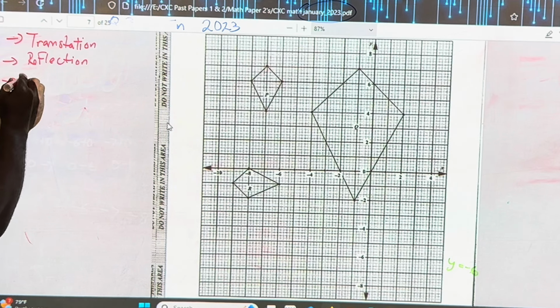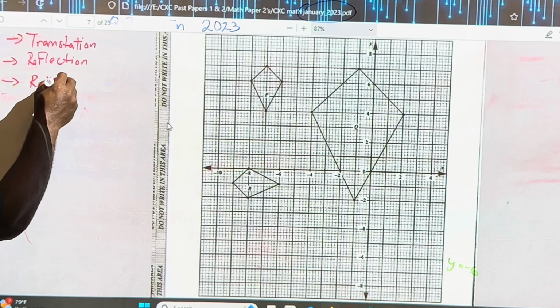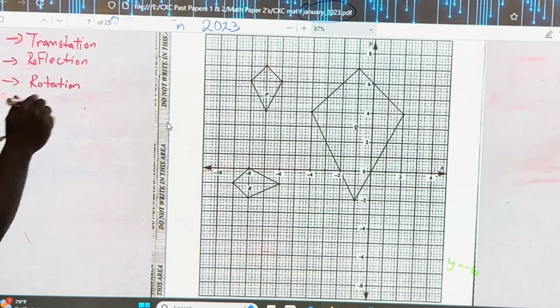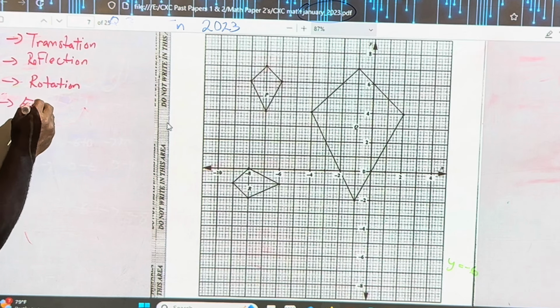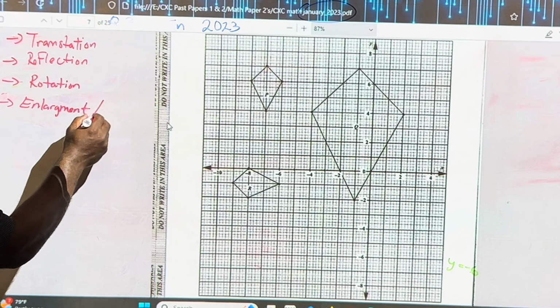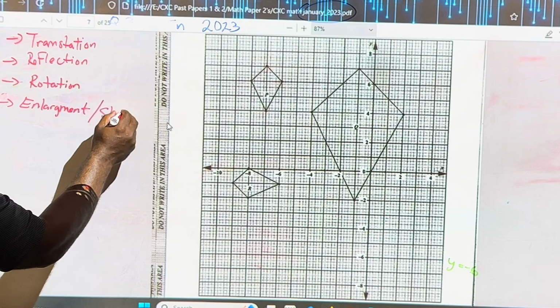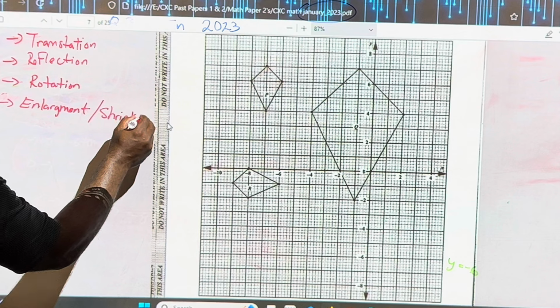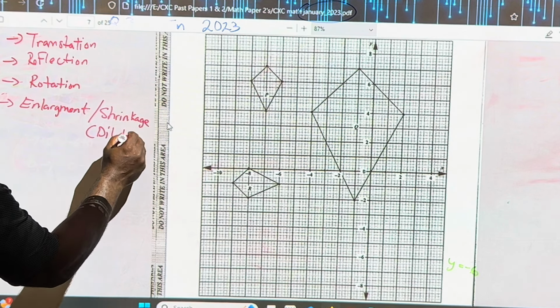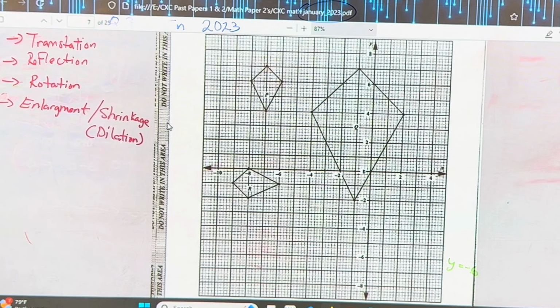Rotation. That look like a rotation to you? And enlargement. No. That look like a rotation, but the other one is what? Enlargement. There's an opposite word for enlargement. Shrinkage. I see some books put dilation instead of shrinkage. Okay? It means the same thing. Your eye is dilating.